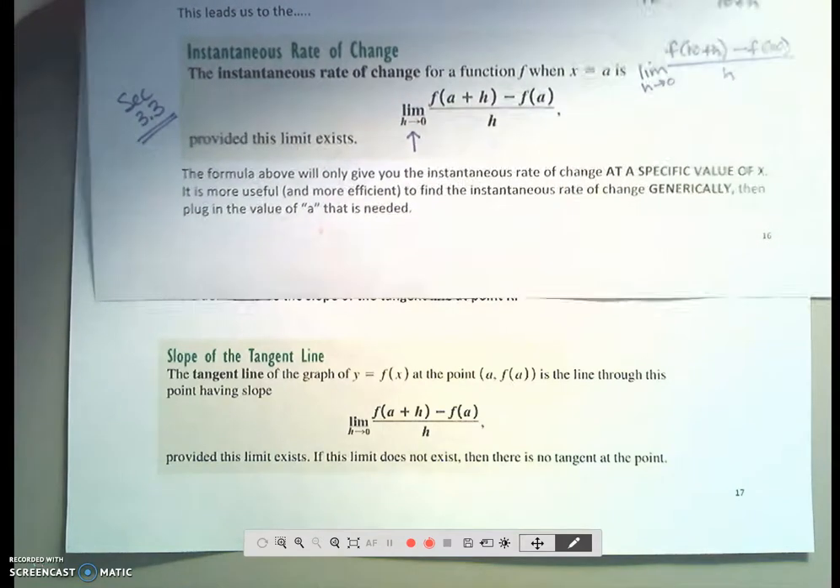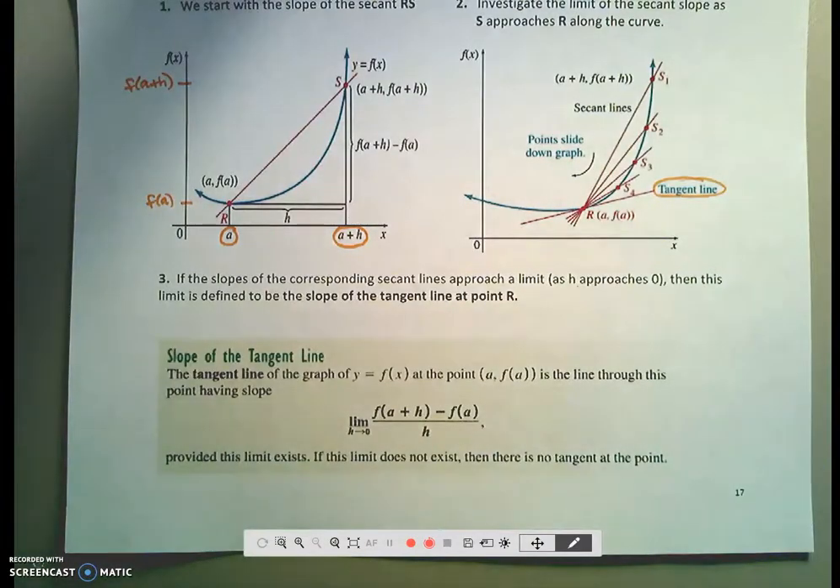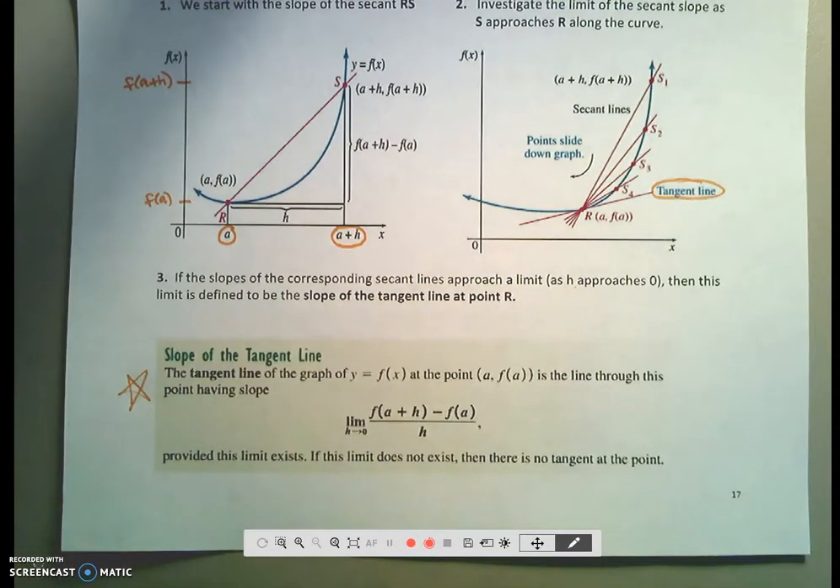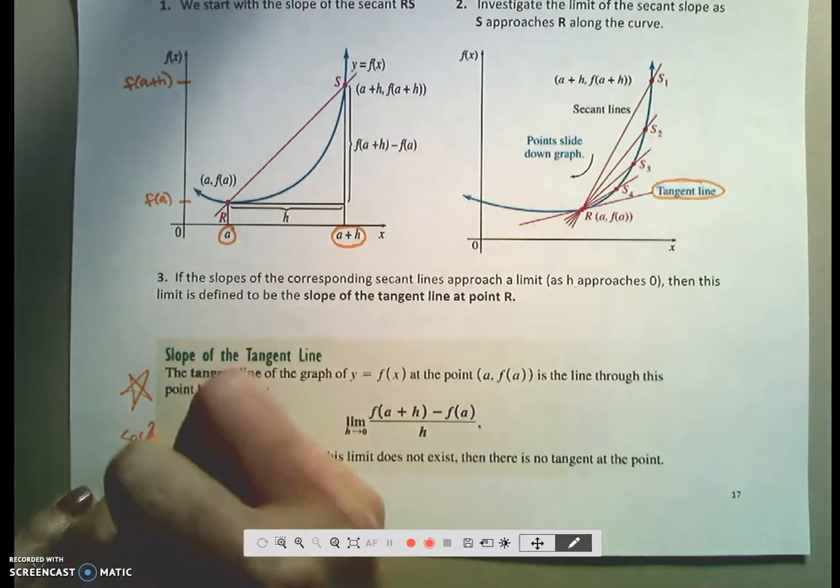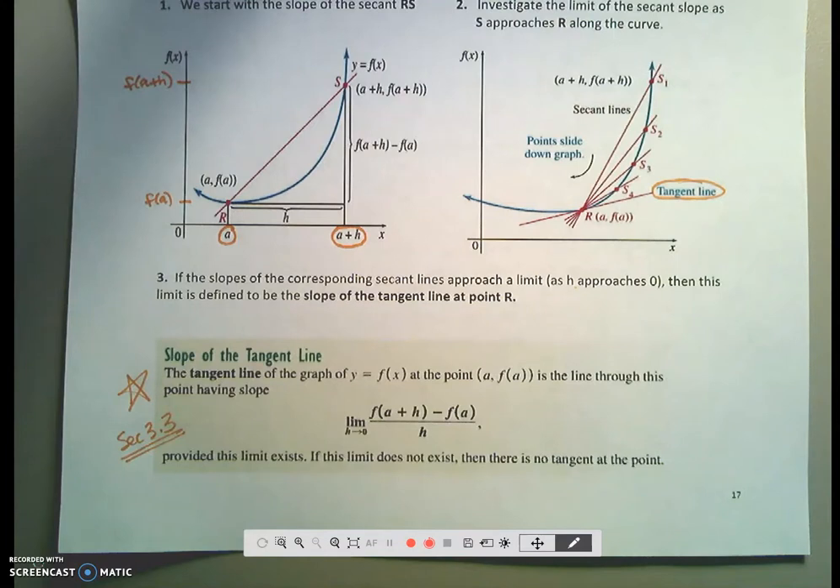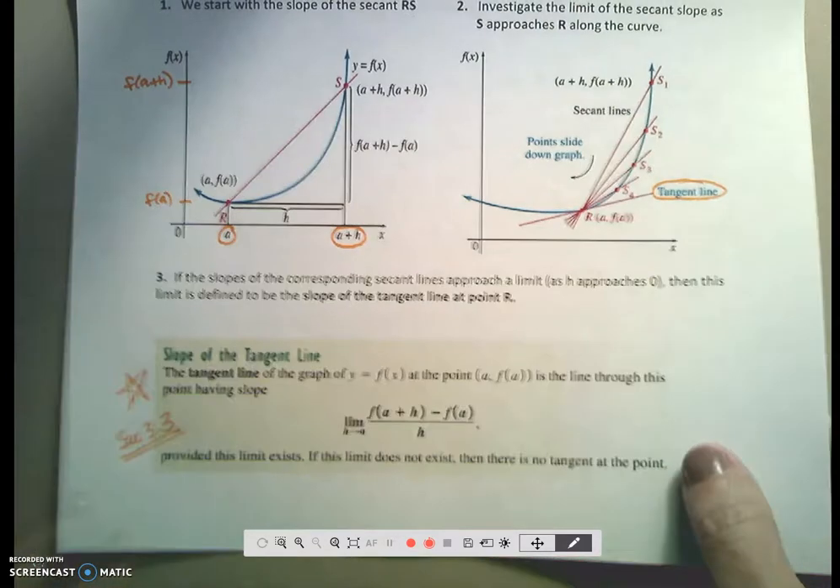You can talk about it as a rate of change, or you can talk about it as a slope of a tangent line. So this formula, again, is the section 3.3 formula for how you get the slope of a tangent line at a specific point A, which may not be the most efficient way to do it, but that's how we're going to start. So there's our point A. If this limit doesn't exist, then you don't have a tangent line, but most of these are going to exist, okay?